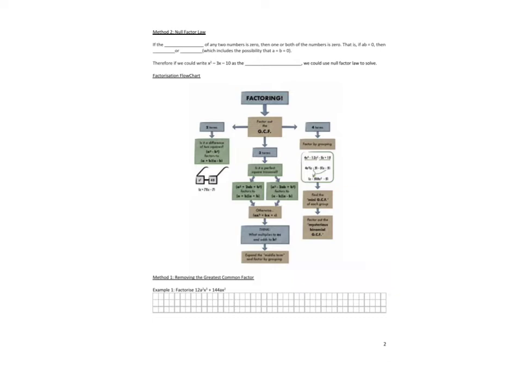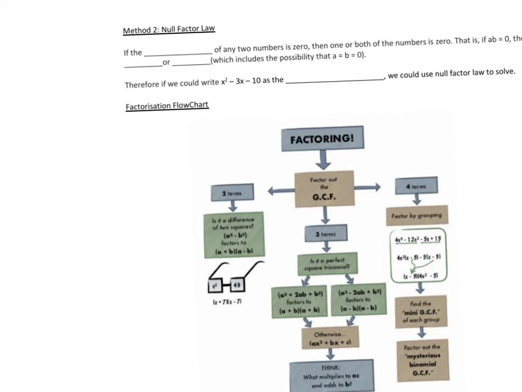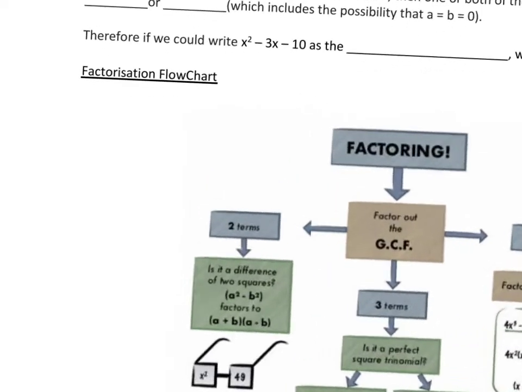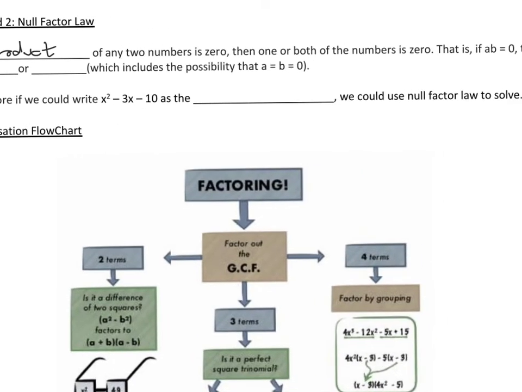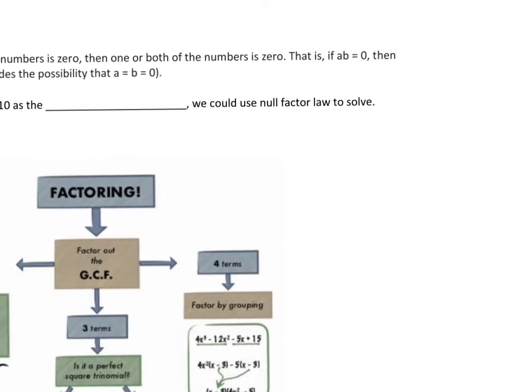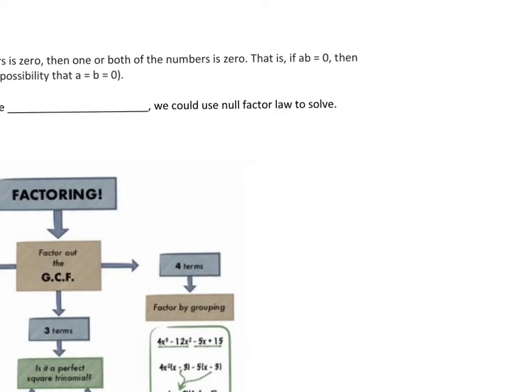Together with factorising, we have something called the Null Factor Law, and you've probably heard of this before, hopefully last year. But just as a reminder, the Null Factor Law says that if the product of two numbers is equal to 0, so the product, remember that means when you multiply two things together, and if that is equal to 0, then one or both of the numbers that are being multiplied is equal to 0.